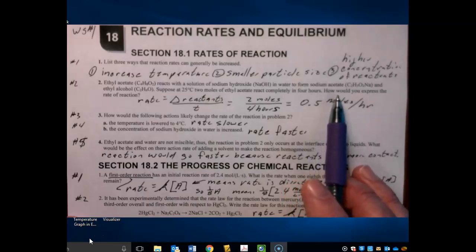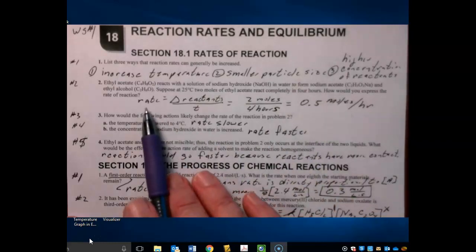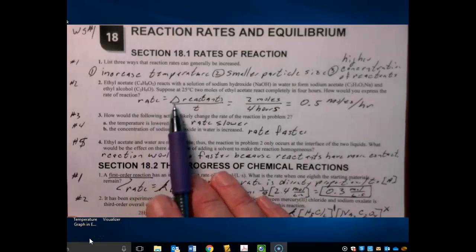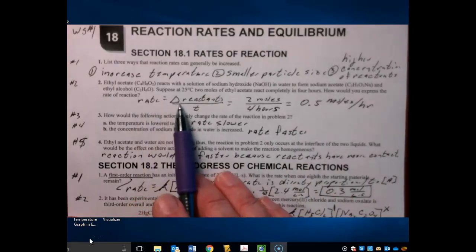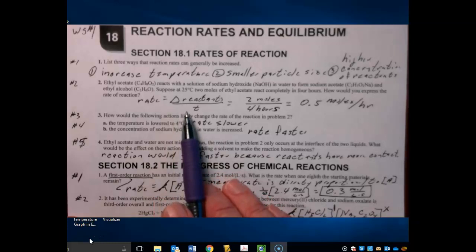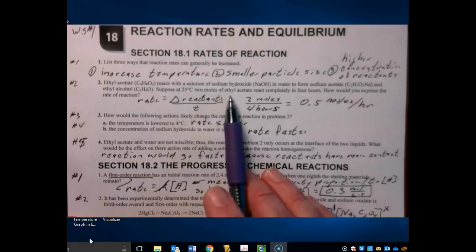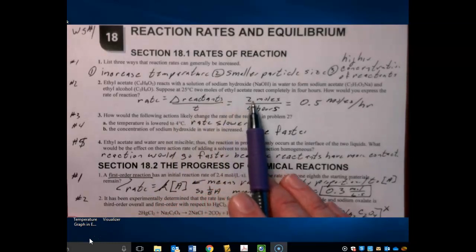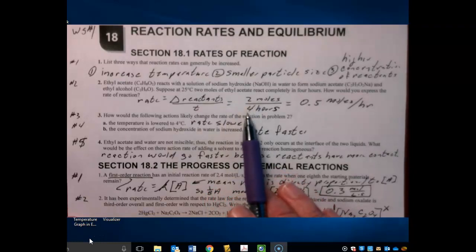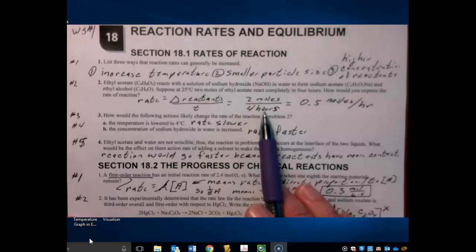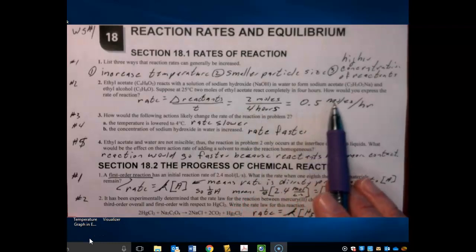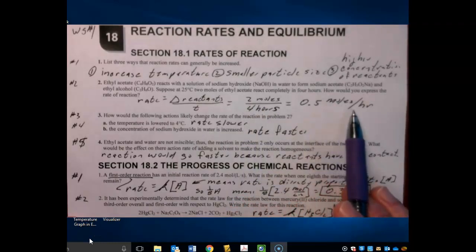We have to go back to the definition of the rate of a reaction. The rate of a reaction is the change in the reactants over time. We went from having 2 moles of ethyl acetate to 0, so 2 moles was the change of the reactants, and it said it happened in 4 hours, so 2 divided by 4 is 0.5 moles per hour would be the rate of this reaction.